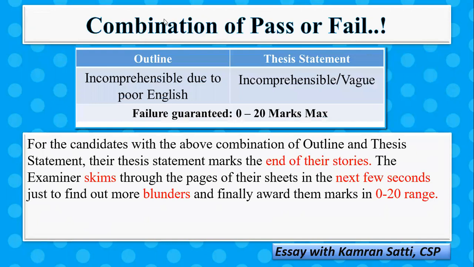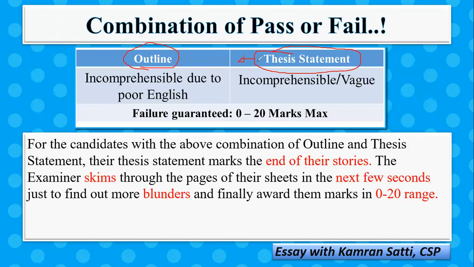Now we will talk about combinations, because the examiner has 10,000 scripts approximately, and he won't be wasting too much time on your script if you don't give him anything either in the outline or in the thesis statement. So let's just look at the combinations. Now if your outline is incomprehensible due to poor English, and your thesis statement, which resides at the end of the introductory paragraph, is also not clear. I mean, if the examiner didn't find anything relevant to the topic, or he couldn't make out what you're trying to say in the outline, then he will look out for the thesis statement in the introductory paragraph, that is, what the candidate's stance or take is on the topic.